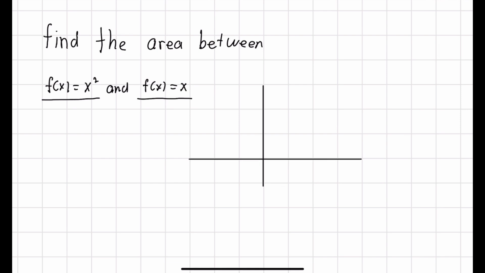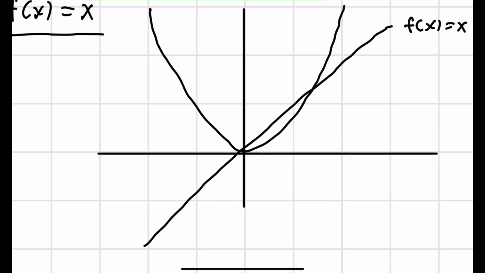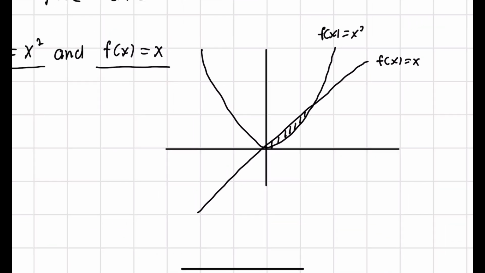So our first function is f of x equals x squared. So it is a parabola. So it looks something like this. And our other function is f of x equals x, which is just a diagonal line, which looks something like this. So let's just label this f of x equals x squared and f of x equals x. And now we have to find the area in between the two curves, so the shaded part.